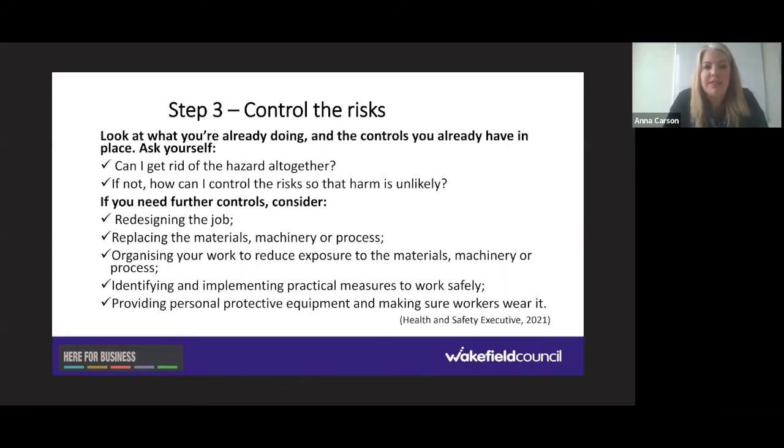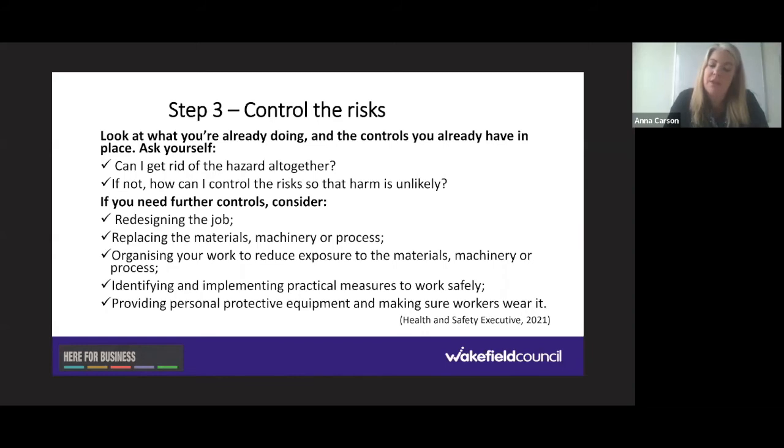If the job can't be redesigned, we would then look at, can we replace the materials, machinery or process? So some examples here would be, can we use a chemical that is less hazardous? This would replace the hazard with a different hazard, but it may involve less risk. Or is there a different machine that we can use that can make the job safer?